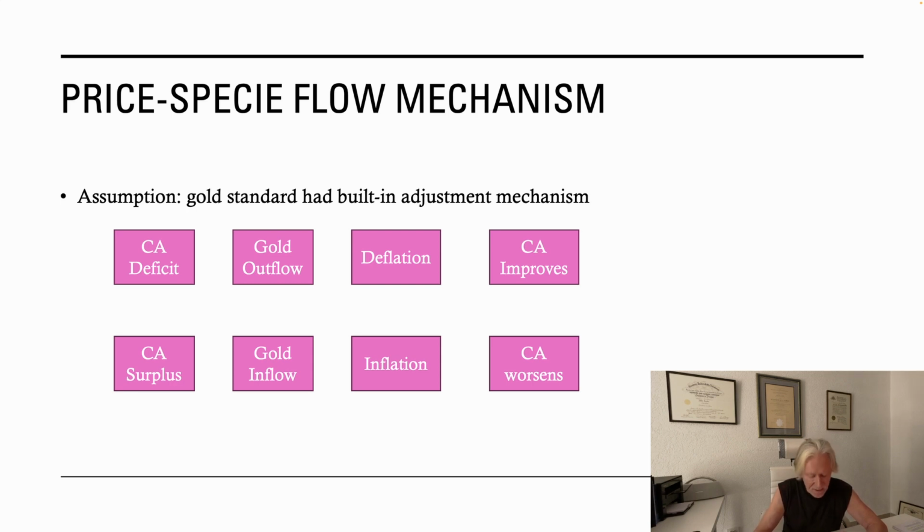The exact opposite happens in the country that's running a deficit. The outflow of gold will lead to deflation. It will lead to more competitive prices in the export market. It will lead to lower interest rates, and capital inflow, because capital is seeking a higher rate of return, and achieve this correction in the balance of payments.